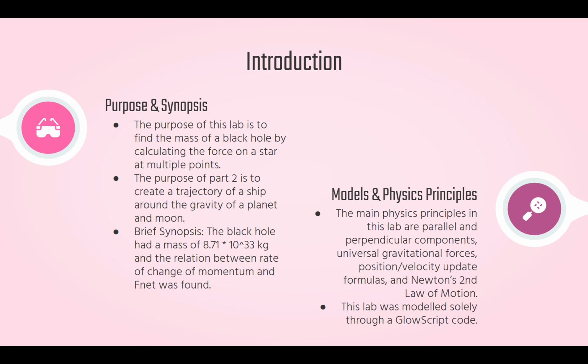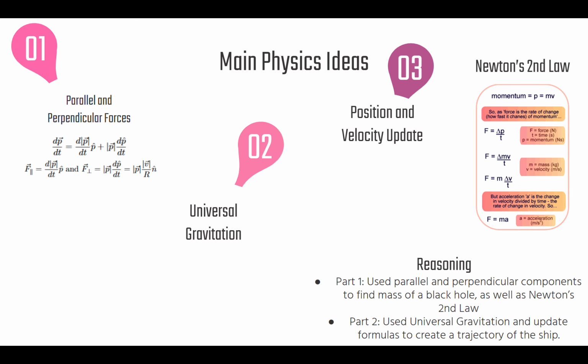A brief synopsis of the findings of the lab was that the black hole had a mass of 8.71 times 10 to the 33 kilograms, and the relationship between rate of change of momentum and F-net was found. Some basic physics principles and models in this lab were parallel and perpendicular components, universal gravitational forces, position and velocity update formulas, and Newton's second law of motion. This lab was modeled solely through GlowScript code.